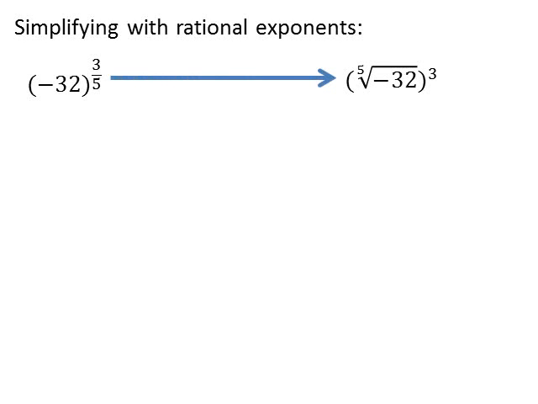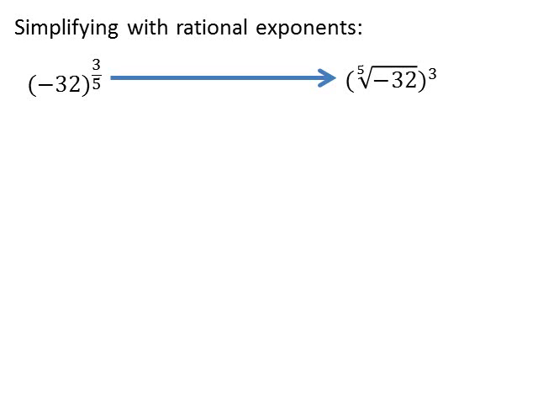But I'm going to solve it the first way. I'm going to do the negative 32 to the 3/5 power without changing it to a radical. And the goal here is to change that negative 32 into a number raised to the denominator of the exponent. So in this case, because the denominator is 5, I want a number raised to the 5th power.